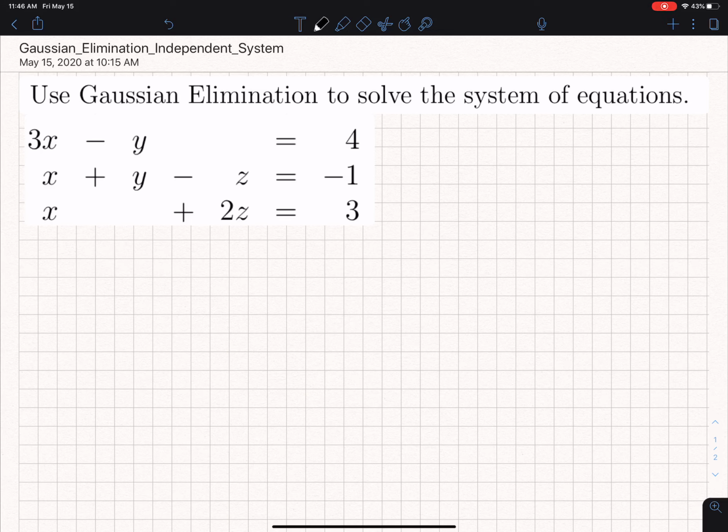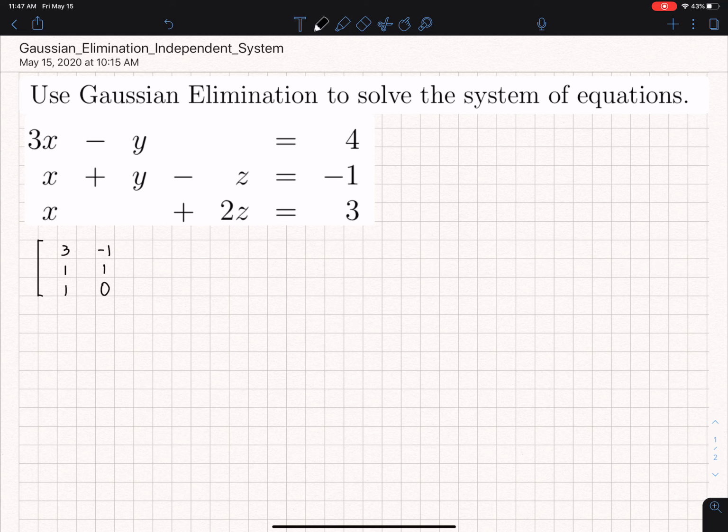Okay, we're going to solve the system of equations. We want to find numbers for x, y, and z such that they satisfy these three equations. I'm going to start off by writing down the coefficients and the force vector in a matrix, an augmented matrix.